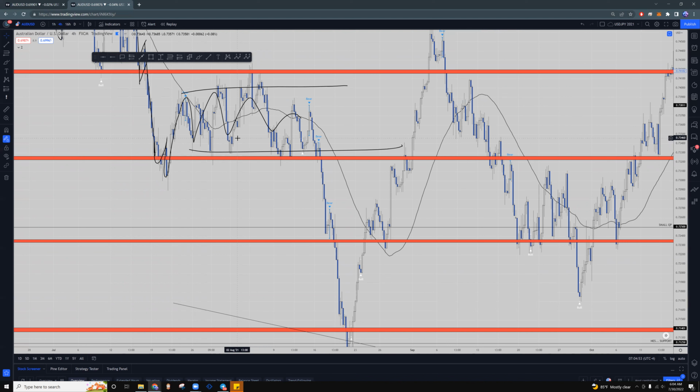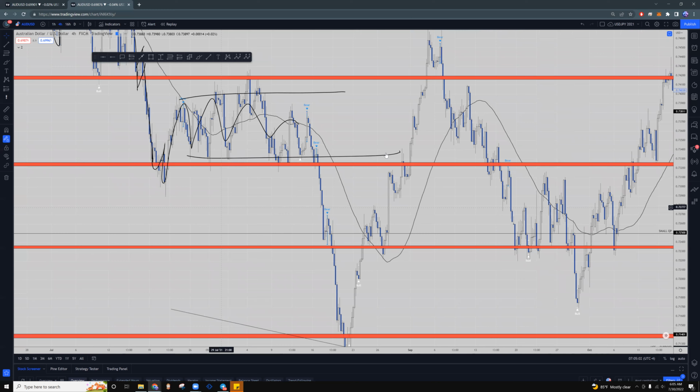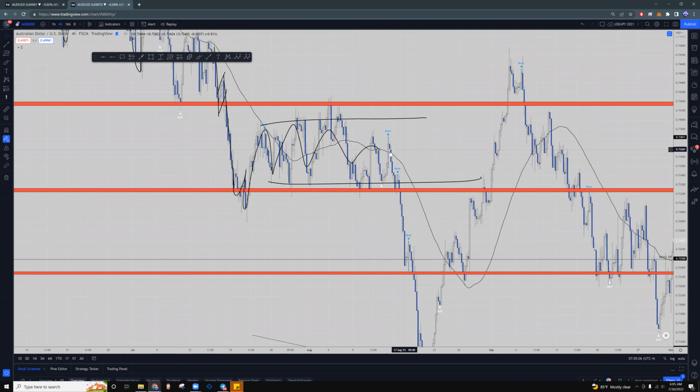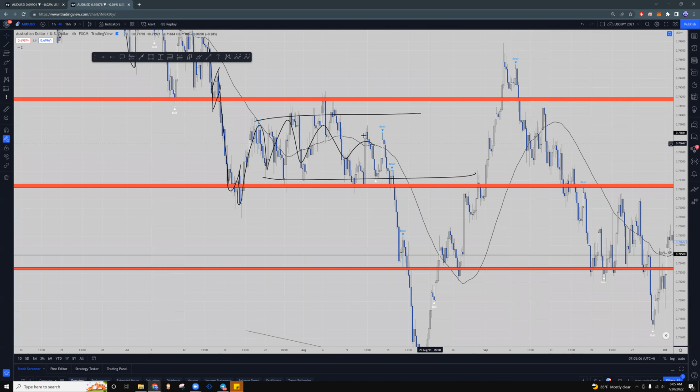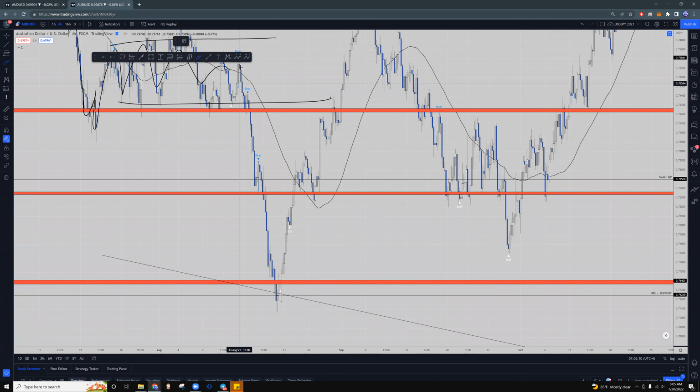So when you have a consolidated market, don't go looking for these patterns. These patterns are more for your trending phase market, or your end of trend market, or your middle of trend market, or just your moving market, right? But when you have a sideways market of just choppiness, you really don't even want to be trading something like this. So just be mindful of when you're even looking for certain things.